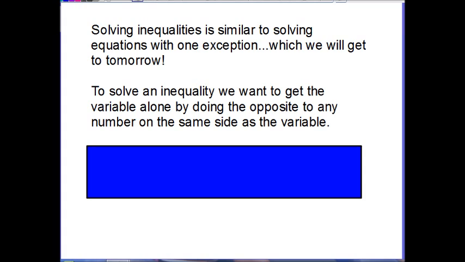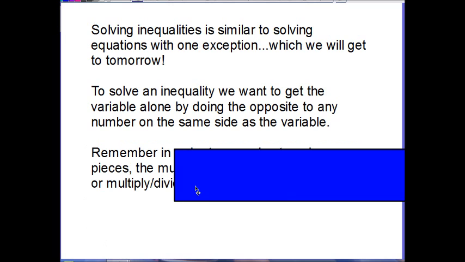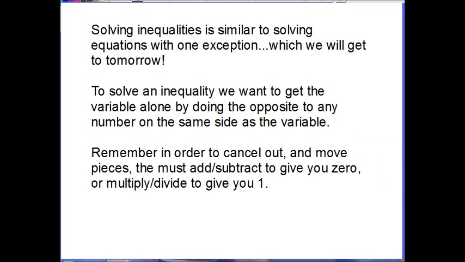To solve an inequality, we want to get the variable alone by doing the opposite to any number on the same side as the variable, same as we were doing with equations. Remember, in order to cancel something out and move pieces, we must add or subtract to give you 0, such as positive 2 and negative 2, or multiply or divide to give you a 1, such as if we had 3x, we would want to divide by 3 to make them cancel out.